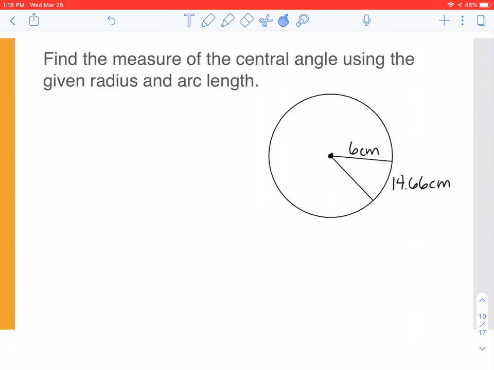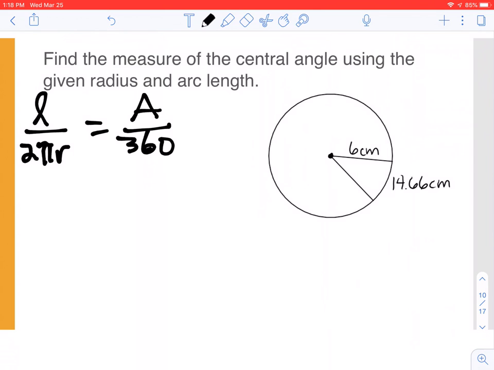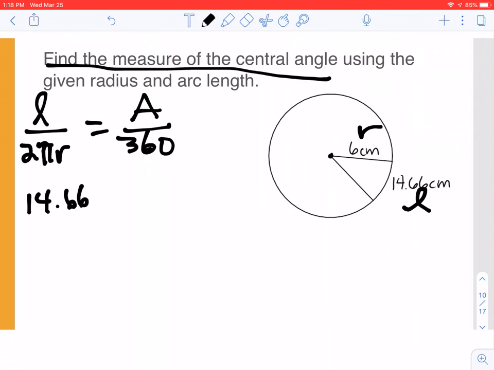Now it says find the measure of the angle. Okay, so check this out. Same equation, length over 2 pi r equals the angle over 360. Now it says find the angle. Find the measure of the angle. Am I given the length? This is L, and this is R. So I have 14.66 divided by 2 times pi times 6 equals A over 360.